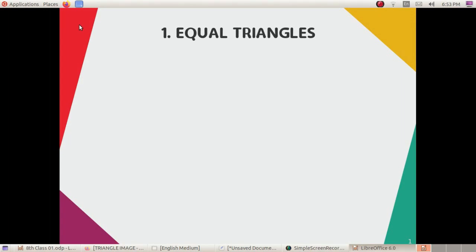Today we are going to discuss the first chapter of Standard 8, Equal Triangles. You are familiar with the shapes triangles, right? You know the different properties of triangles also.